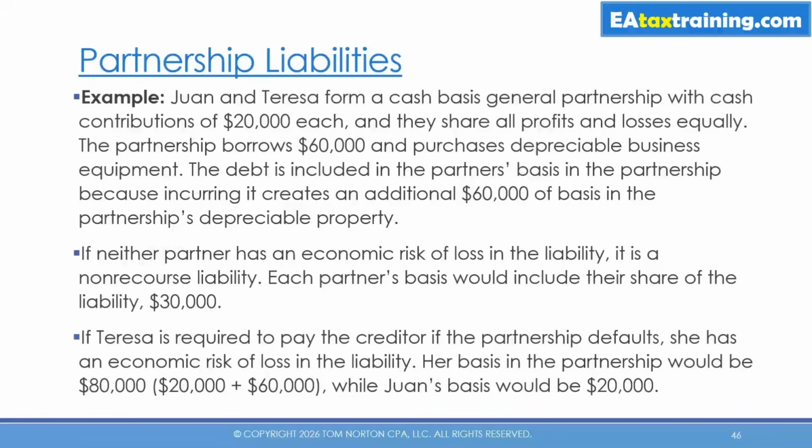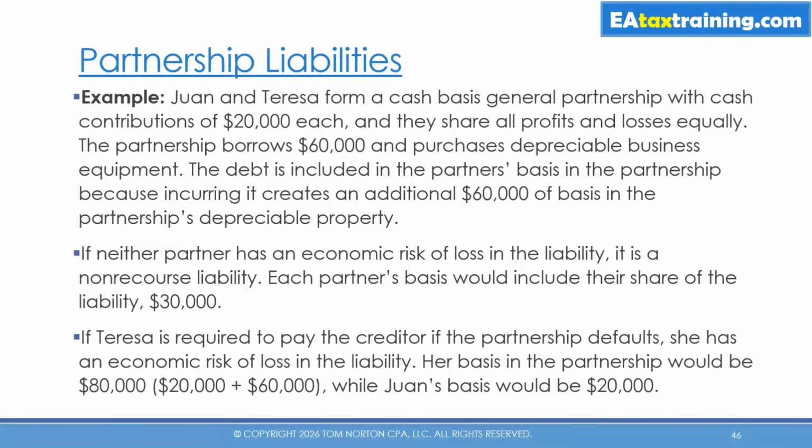If neither partner has an economic risk of loss in the liability, it is a non recourse liability. In other words, if neither partner is personally guaranteeing the loan, then that is a non recourse liability. So each partner is equally at risk. They've got a $60,000 asset. If they don't pay that loan, the lender can come take that asset away. So each partner's basis in the partnership increases by $30,000 due to that $60,000 loan.